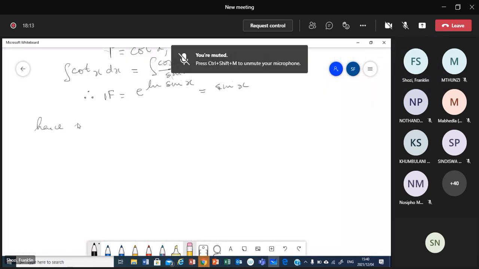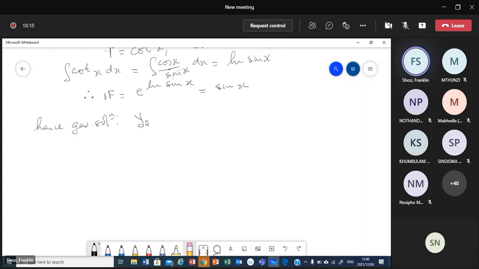Hence, the general solution is y times IF equals the integral of Q times IF dx. That is, y times sine x is equal to the integral of Q. Our Q there was cos x, our IF was sine x, dx. The question is, can we integrate that? That should be relatively very easy.